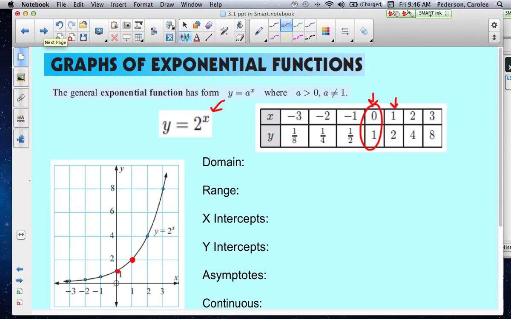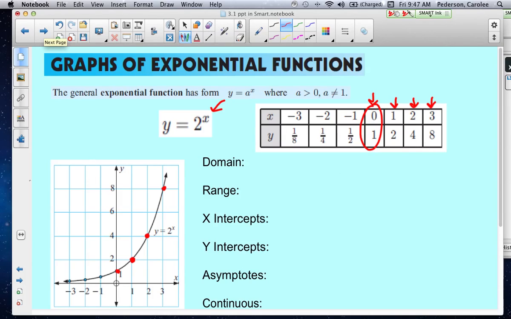Then we evaluate the function for 2. So we sub in 2. 2 to the second is 4. So our ordered pair now is 2, 4. Then 2 to the third is 8. That ordered pair is right here.